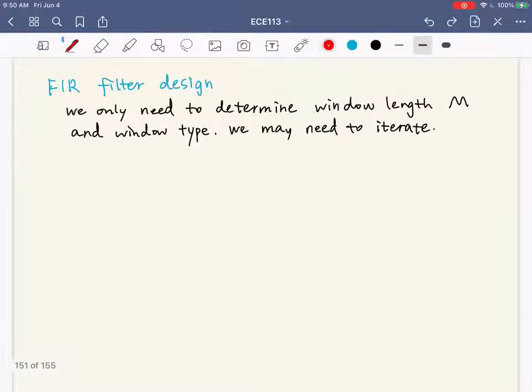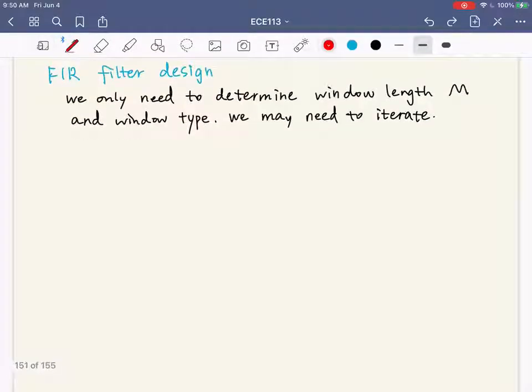Hey, wow, our time is so limited. Okay, I'll try to be even faster.